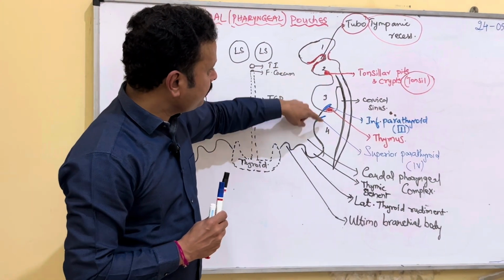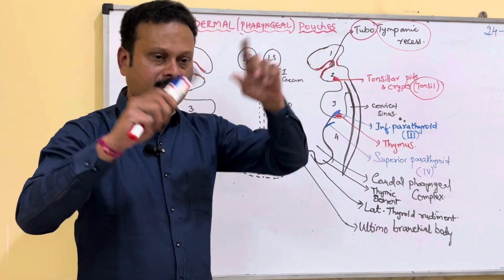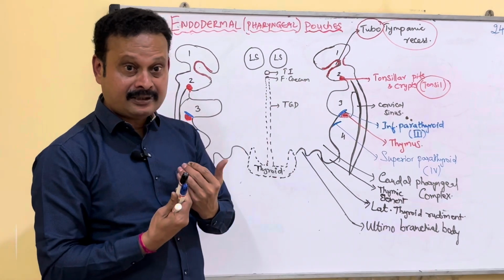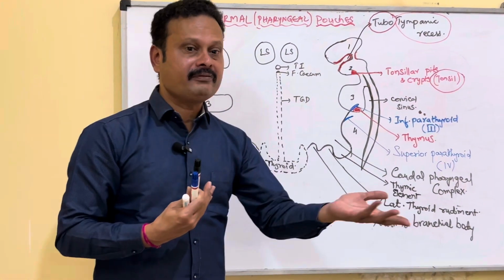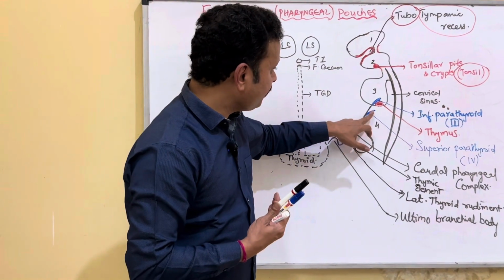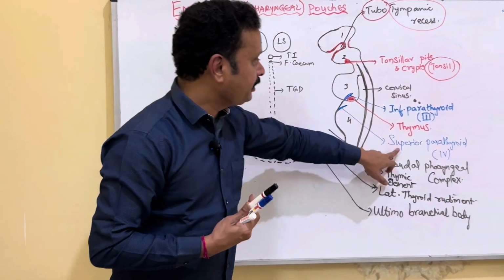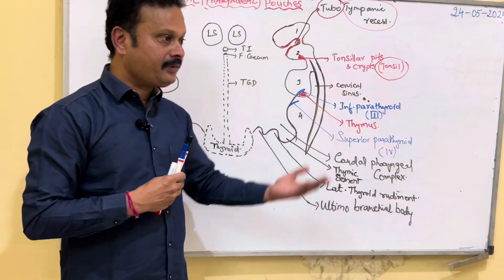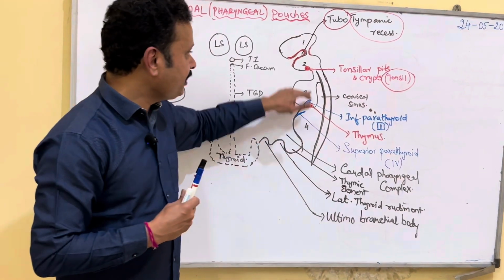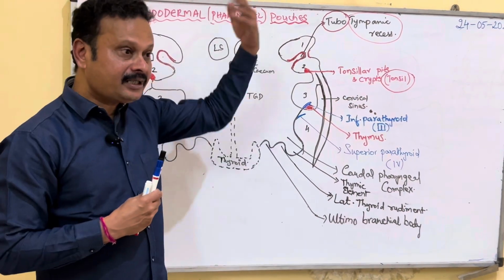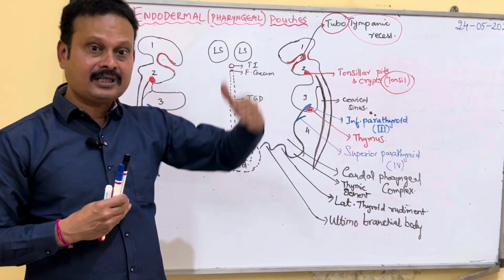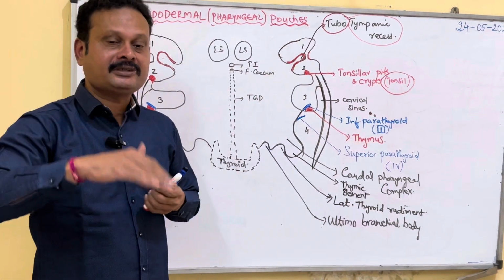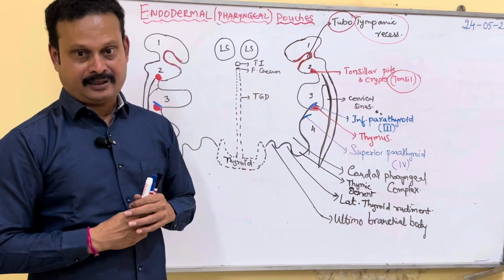Coming to the fourth pouch, mind you, in the second, third and fourth pouches, the ventral aspect of the pouch contributes to the development of the tongue. I am talking about the dorsal aspect, and that is divided into ventral wing and dorsal wing. So here the dorsal wing of the fourth pouch gives rise to the superior parathyroid. Developmentally, initially the superior parathyroid is downwards, the inferior parathyroid is upwards, but the inferior parathyroid descends along with the thymus. Once it reaches below the superior parathyroid, it gets settled below it.